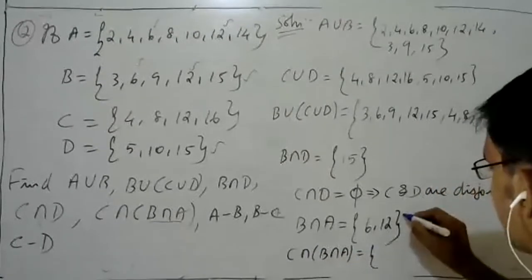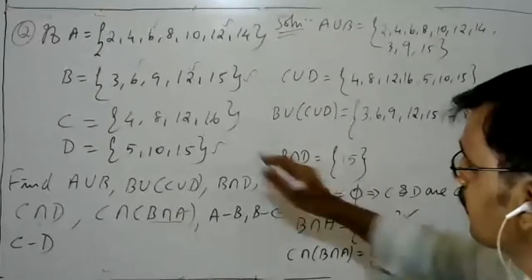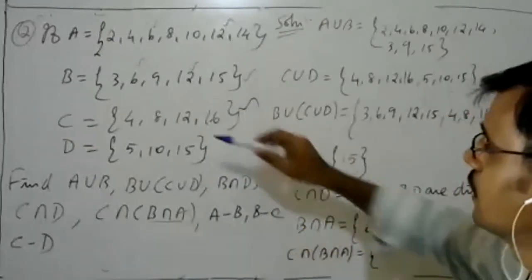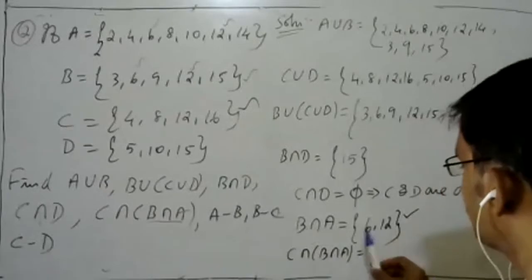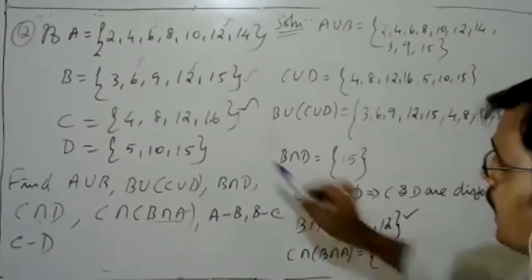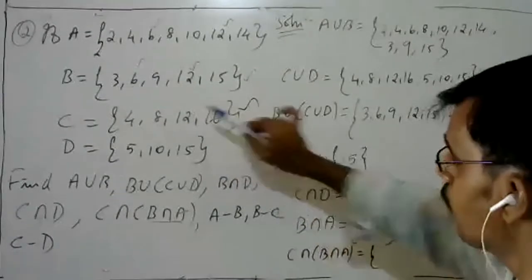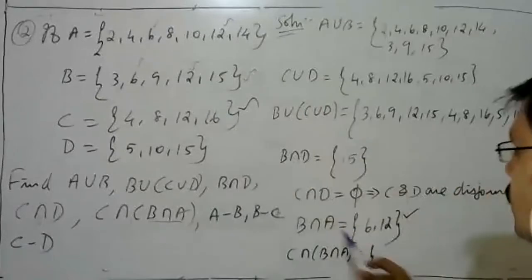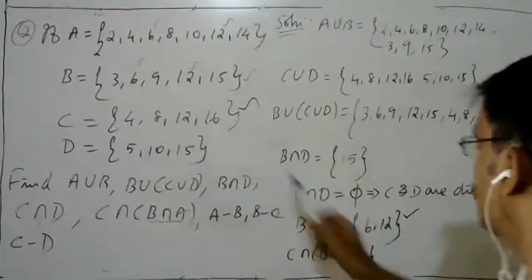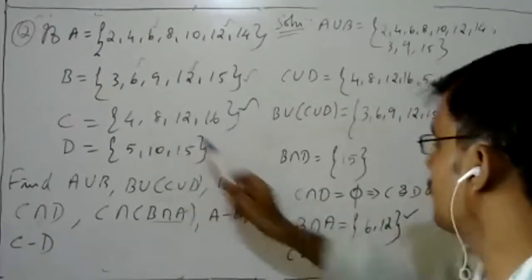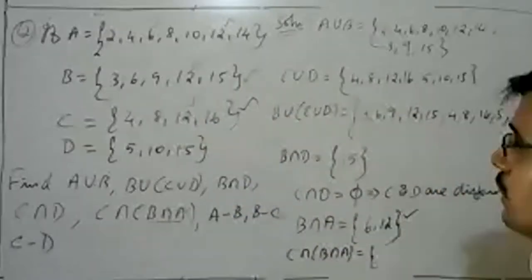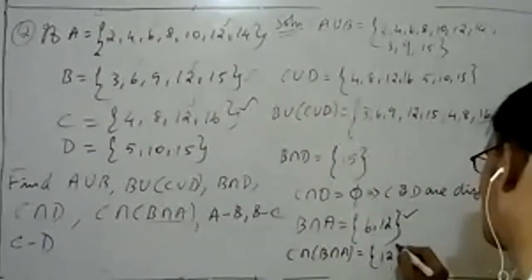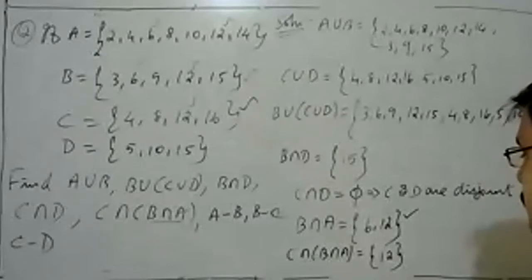Now look at that, common elements for this B intersection A and this C. This is our B intersection A. This is our C. Common elements for this set and this set. Look at that, 4 is here, 4 is not here. 8 is here, 8 is not here. 12 is here, here also 12 is there. So only one element is common, that is 12.